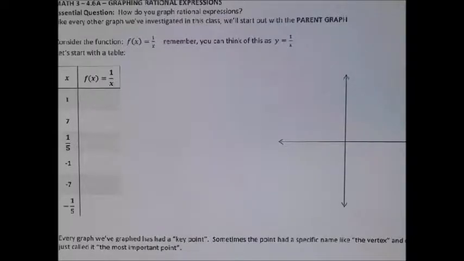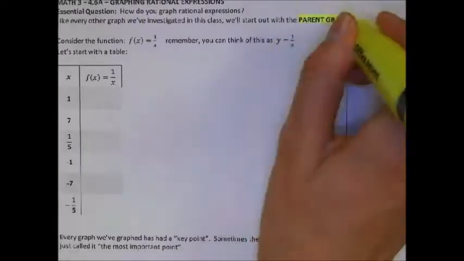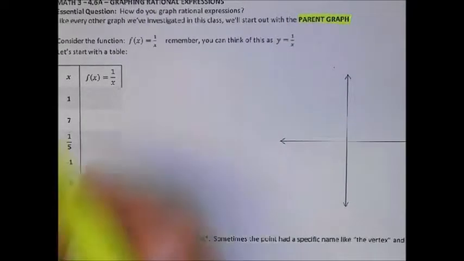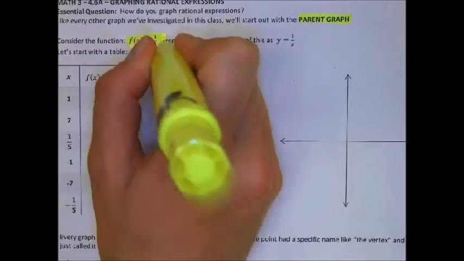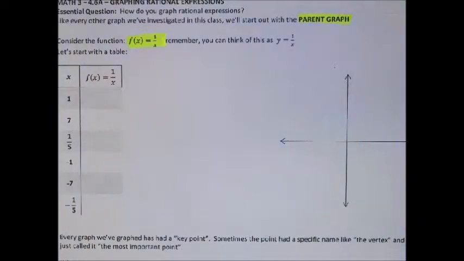For 4.6a, we're going to be graphing rational expressions. So let's look at an overall example and then look at some others. The first thing we're going to do is start with our parent graph. And our parent graph is f of x equals 1 over x.